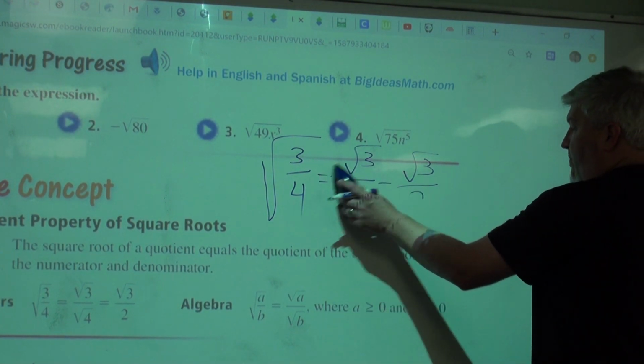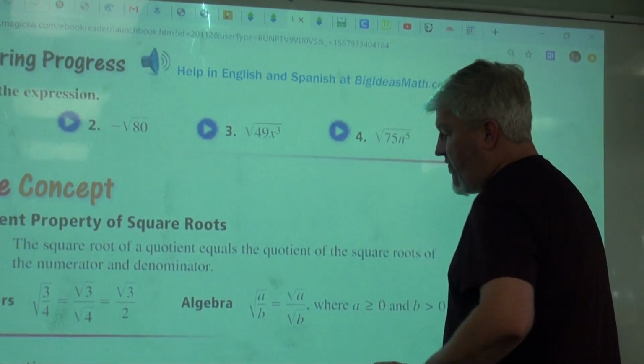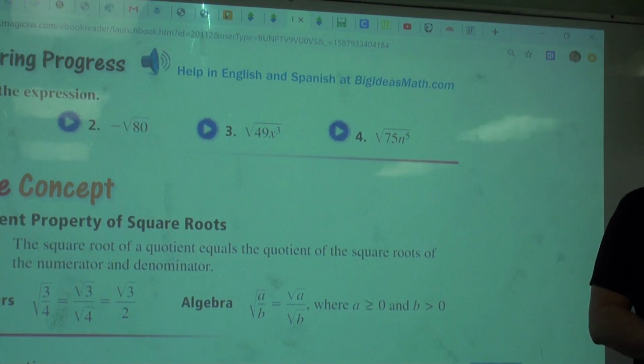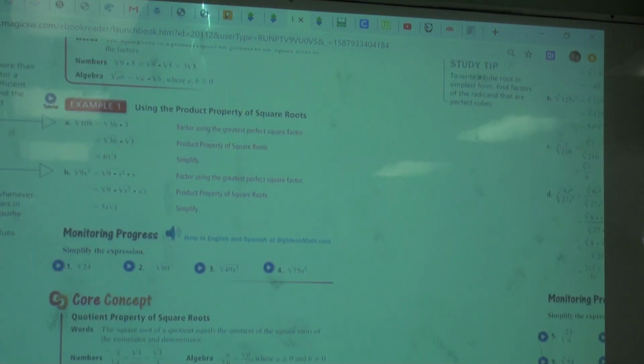And they're showing it by algebra, I'm not even going to rewrite it. Square root of a over b is the same as the square root of a over the square root of b. Okay? Alright, let's see the next page.